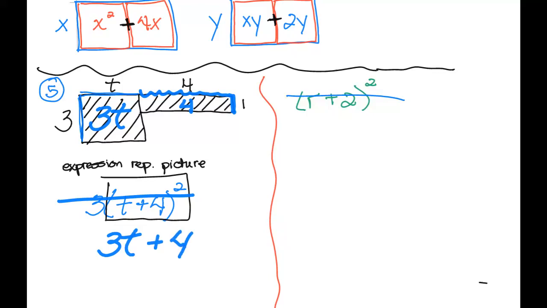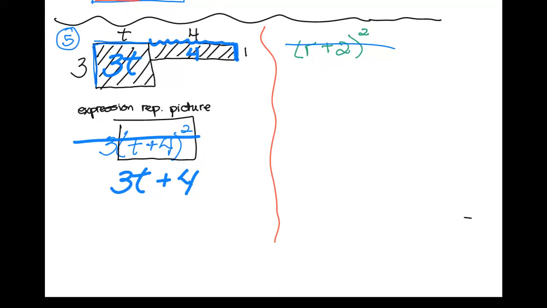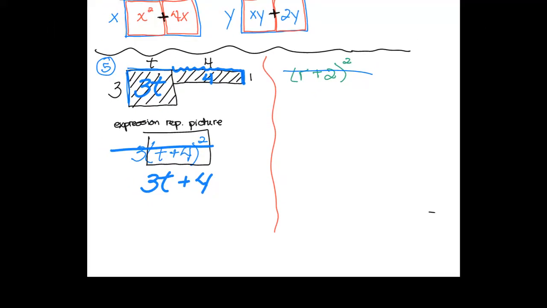Now, we haven't had one of those, right? So it would seem logical that maybe we don't quite get it. Now, can I write this as a product of a larger rectangle?